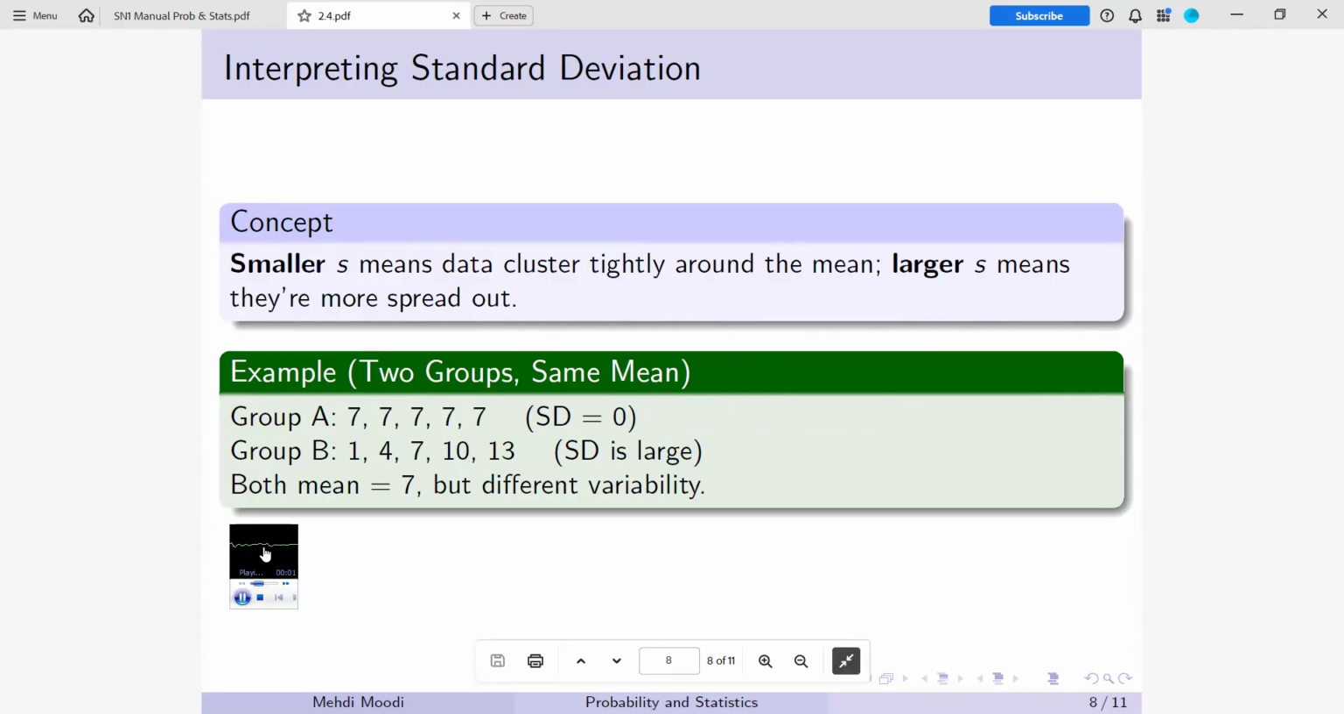Standard deviation is the vibe check of a dataset. Is everyone chill around the mean, or is chaos doing cartwheels in the margins?